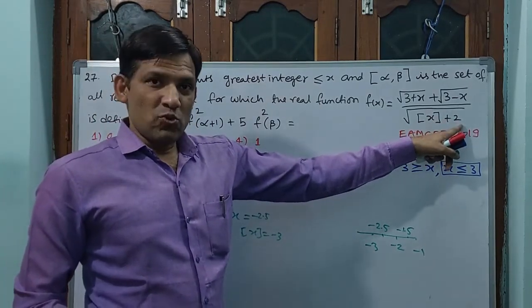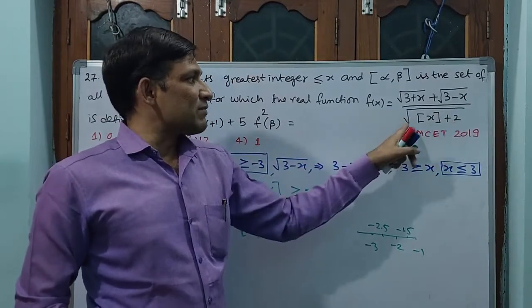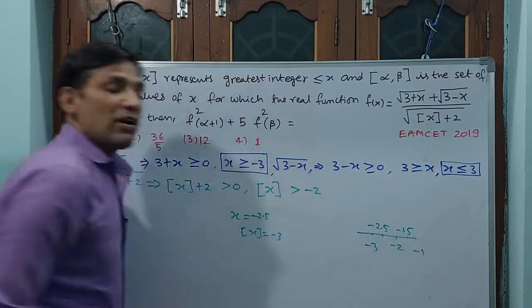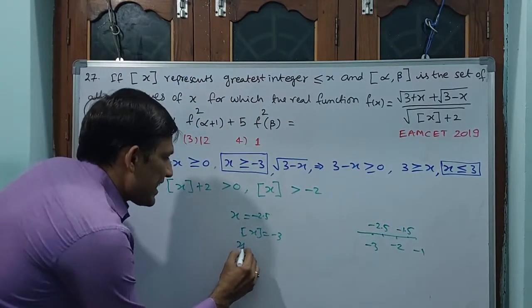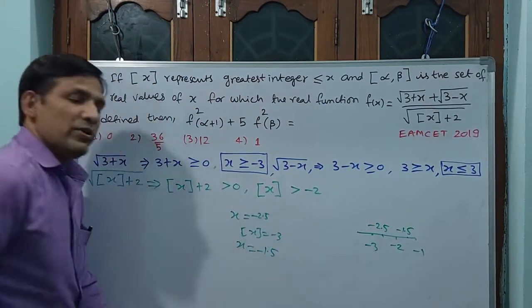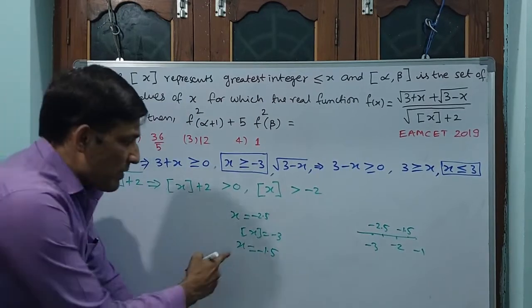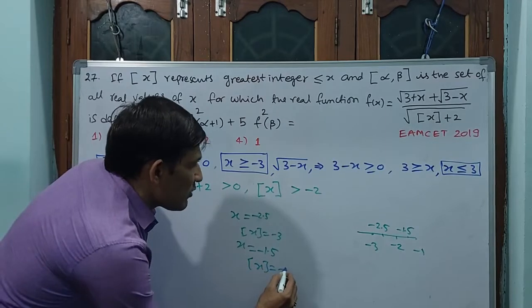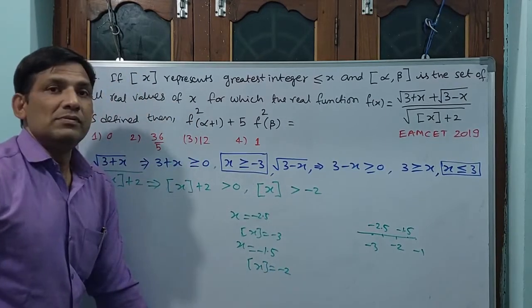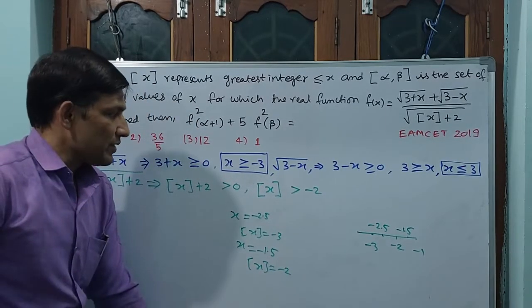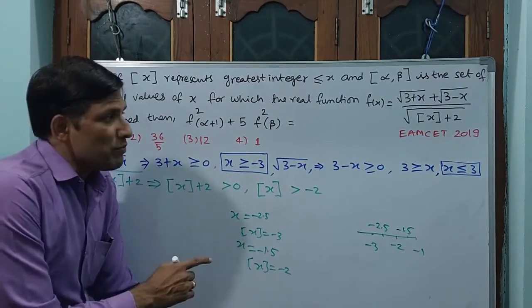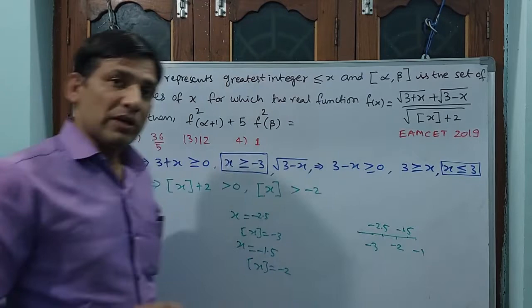Minus 3 plus 2, minus 1 will come. Minus 1 is not defined. That means you have to take minus 1.5. See, again I am taking minus 1.5. If I take minus 1.5, automatically what is going to become? Greatest integer x is going to become minus 2. Okay? Greatest integer is going to become minus 2. Minus 2, if it is going to become, automatically minus 2 plus 2 is going to become 0.